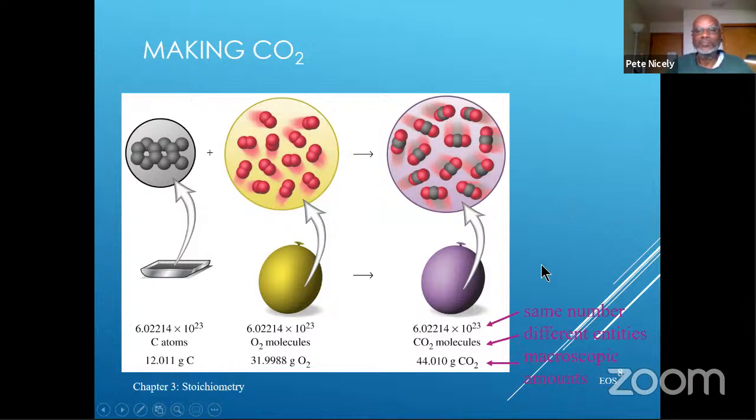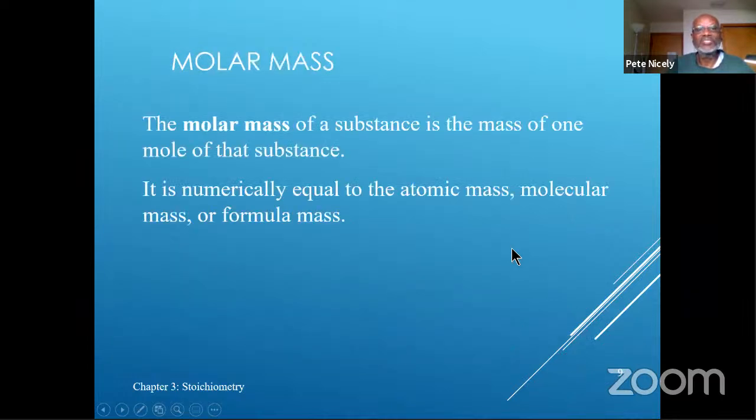All right, so this brings us now to the concept of molar mass, right? So the definition of the molar mass of a substance is the mass of 1 mole of that substance, right? So whatever the mass that is observed for a mole of a particular substance, and it could be an element, it could be a compound, then that would be the molar mass. And it turns out that the molar mass is numerically equal to the atomic mass, or the molecular mass, or the formula mass, depending on whether you're talking about atoms, molecules, or ionic compounds, all right?